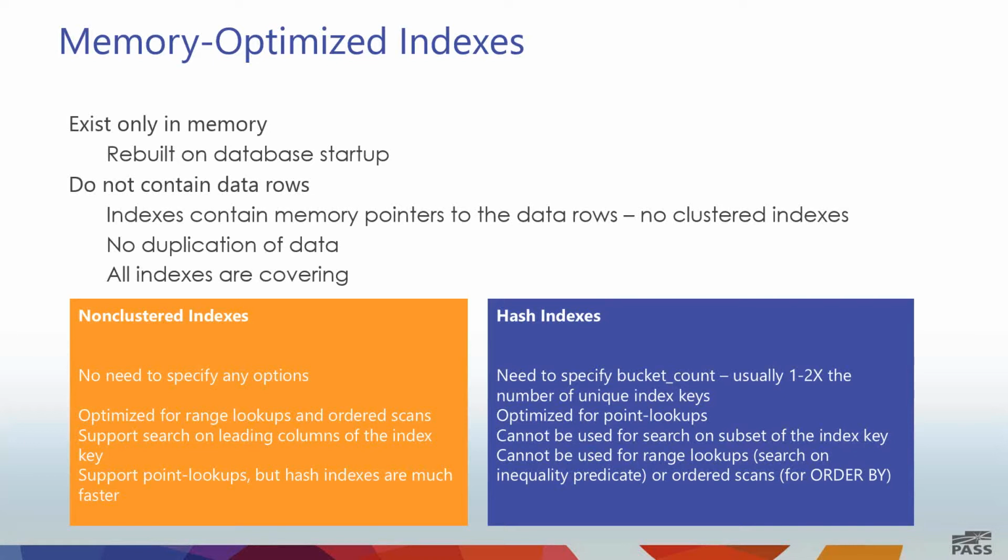Then non-clustered indexes, because they are ordered, you can also just search on the leading column of the index key. If you have, let's say, two columns, say sales order ID and sales order detail ID, you can just search on the sales order ID and forget about sales order detail ID. On a hash index, because the hash value is computed based on the entire index key, you cannot search on just part of that index key. So you cannot search on a leading index key column. You always need to search on the entire index key.